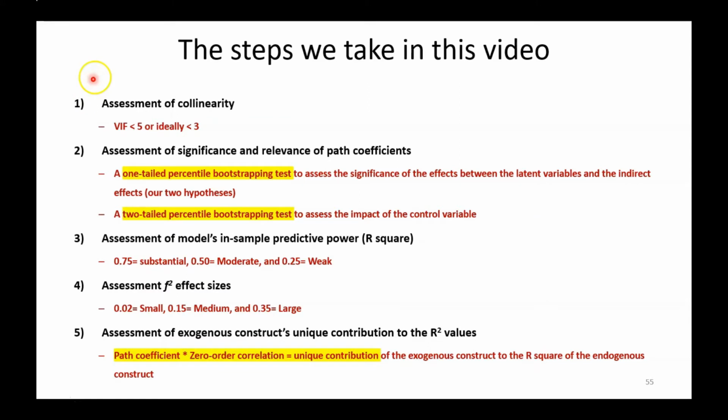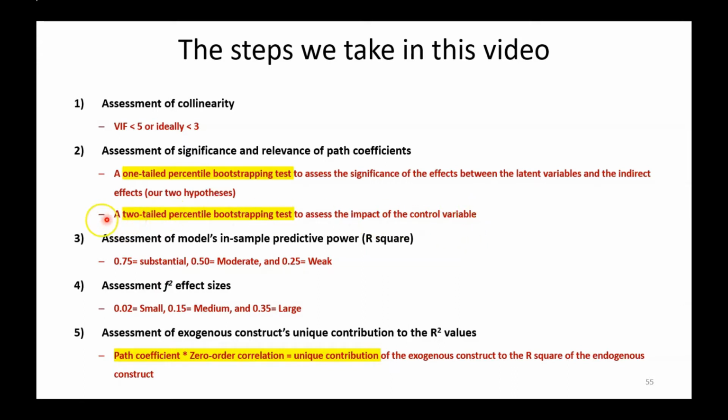So these are the first 5 steps of our procedure to evaluate a structural model. We focus on the collinearity statistics first. We would like to see all of the VIF values to be less than 5 or ideally less than 3. We would run 2 rounds of bootstrapping test. One round will be a one-tailed test to test our hypothesis and also the direct effects between the latent variables in our model. The second round of bootstrapping test will be a two-tailed percentile bootstrapping test, and here we would like to assess the impact of the control variable on our outcome variables.